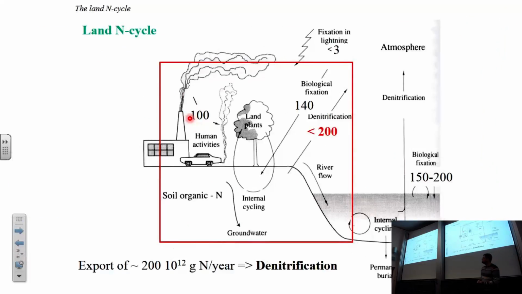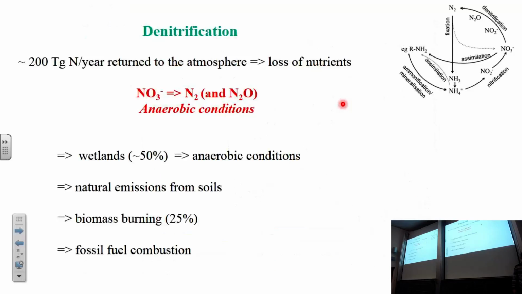Okay, so this is how we're trying to balance the budget now. We have this loss term out of the system from denitrification. We've got biological fixation on land, and denitrification in places where we've removed oxygen, so in soils perhaps, or in bogs, or in anoxic lakes, removing that nitrogen back to the atmosphere. This only happens where you've got no oxygen, so things like wetlands.